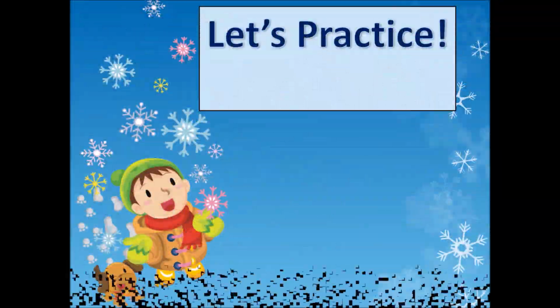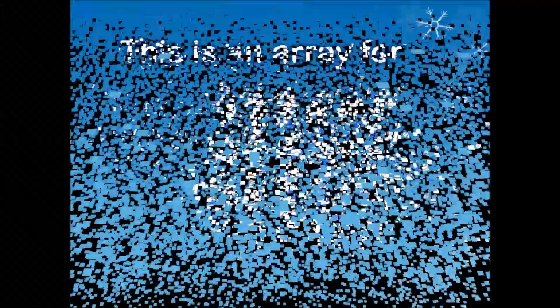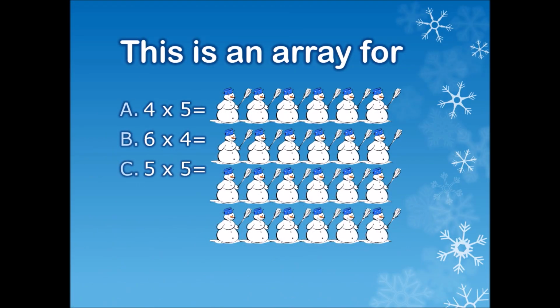Let's practice again. This is an array for, is it an array for A, 4 times 5, B, 6 times 4, or C, 5 times 5? I'm going to use my pen to help us. Let's make all of our rows red. So we're going to count our rows together. That's 1, 2, 3, 4 rows. Good.